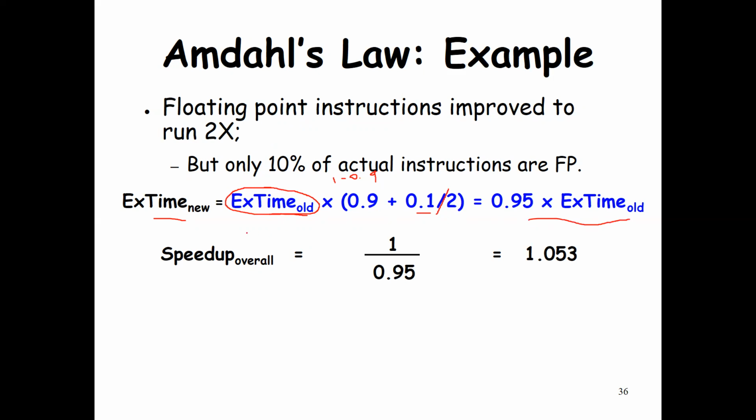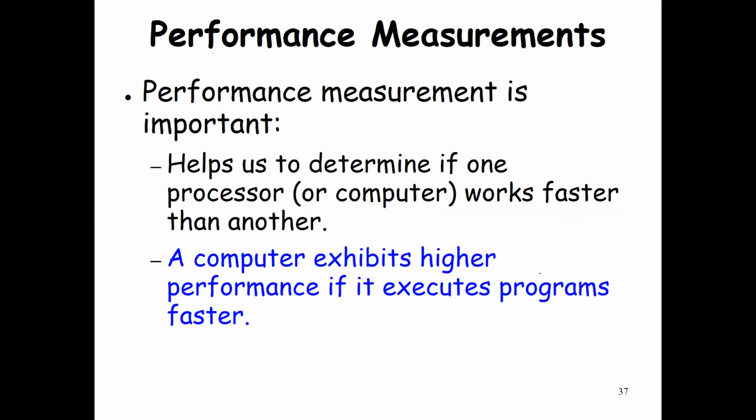And what is speed up? Speed up is equal to old execution time by new execution time. So old execution time we don't know, by new execution time which is 0.95 into old execution time. So the numerator old execution time and denominator old execution time will get cancelled, and what you get is 1 by 0.95, which is nothing but 1.053. This is the speed up achieved. Okay.